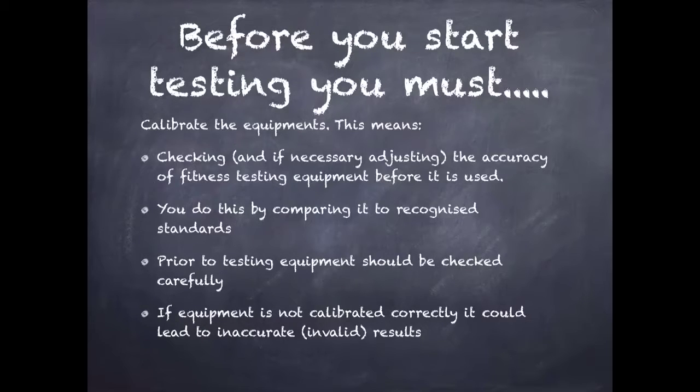So we're going to look at calibrating equipment. Calibrating equipment is essentially checking the accuracy of the fitness testing equipment you're going to be using. You do this by comparing it to recognised standards that everybody adheres to.